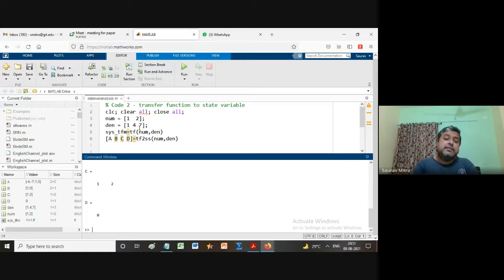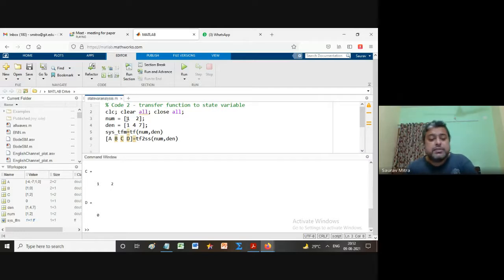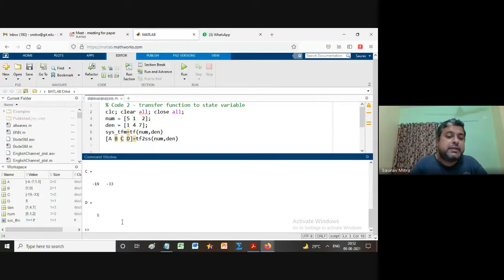How can you get D? Just change it, make it strictly proper, so make it 5. Previously it was 1 2, and you found the D matrix as 0. Now you just make it 5. Give any value, and you will find that the D matrix becomes non-zero now. Yeah, so the D matrix has become non-zero.